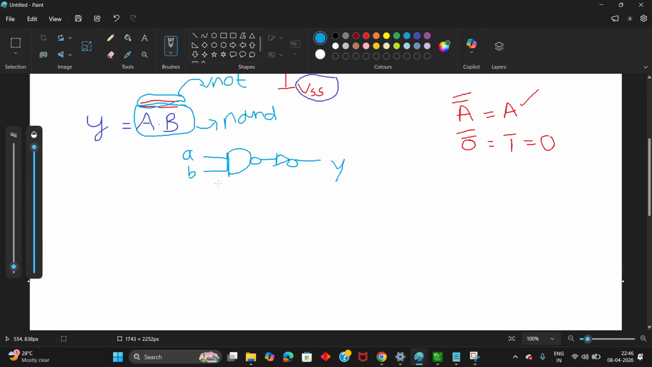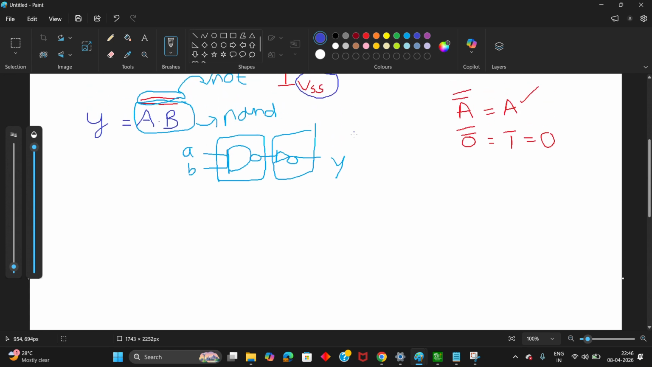Now we are going to replace this NAND gate with a CMOS NAND gate. We are going to replace this particular NOT gate with a CMOS NOT gate. Let us replace it. So I will explain it. Okay, no problem. So the first thing, how to design the NAND gate? Simple.